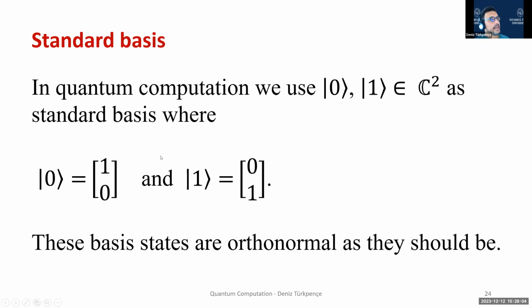Okay. Now let's move on. In quantum computation, which basis do we use? We use the standard basis. What is the standard basis? In quantum computation, what we use is 0 or 1, which is an element of a two-dimensional complex vector space, as the standard basis. So you will always see these zeros and ones represented by these column matrices as the standard basis. So these basis states are orthonormal as they should be.